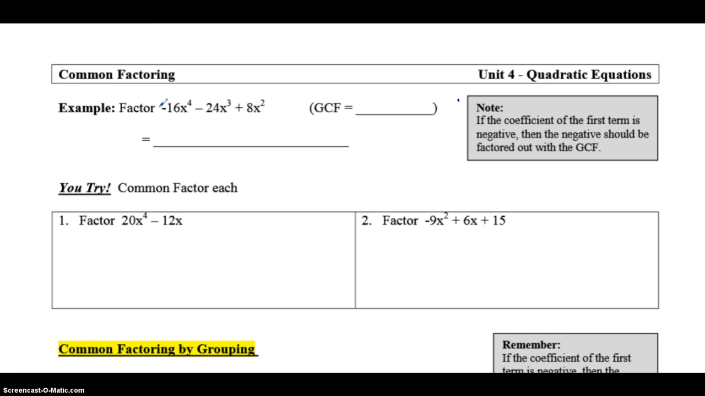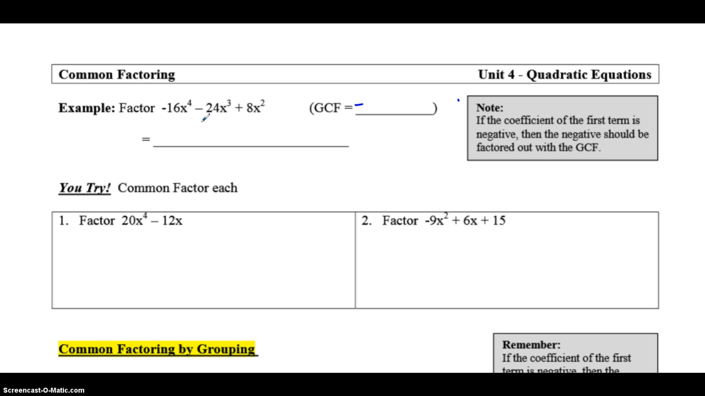So in this case, the first term here has a negative 16 in front, so I know my greatest common factor is going to be negative. We want to always pull that negative out. What is the biggest number now that I can actually divide these by? So don't worry about the negative at this point when you're trying to figure factors. Biggest number that you can divide 16, 24, and 8 by.